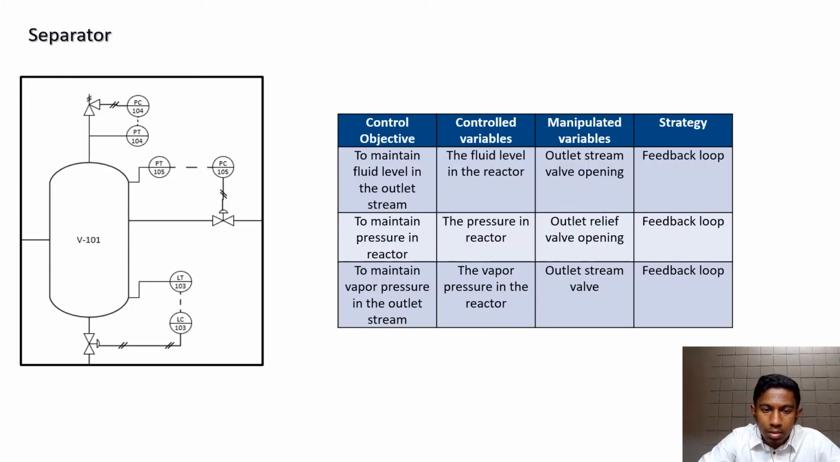This is an example of the type of controls that we use for the separator. The most important controls that we need to use for the separator are to maintain the vapor pressure in the separator, to maintain the relief pressure of the separator, and also to maintain the level in the separator.